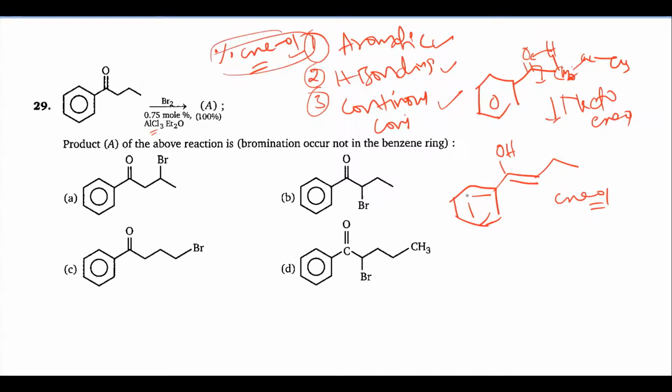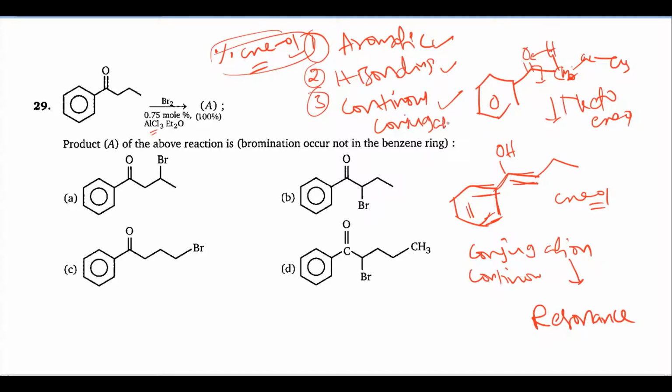You can see here double bond, single bond, double bond, single bond, double bond, single bond. So here what factor is there? Continuous conjugation is there. If continuous conjugation is there, resonance takes place, so it is stable. Whenever it has resonance, it is more stable. So to get this stability, the keto form is immediately converted to the enol form. So this is the enol form.